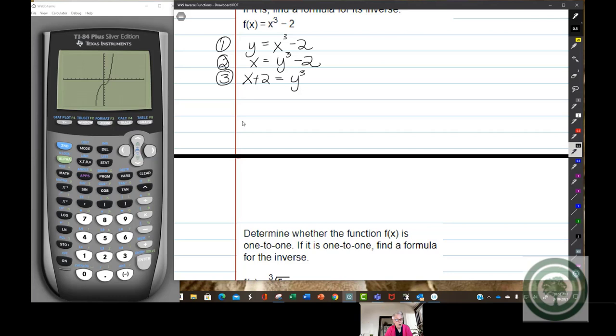I've almost solved for y, but not quite. I need to get y equals, not y to the third equals. So I'm going to take the cube root of both sides of this equation. Why would I do that? Because the cube root of y to the third equals y to the 3/3, which is 1, so this is y. That's what I want.